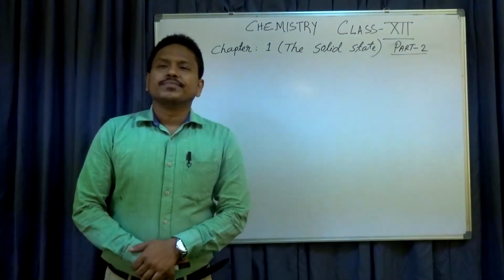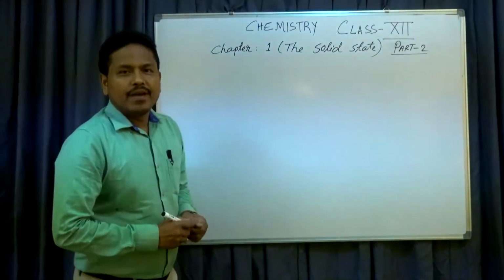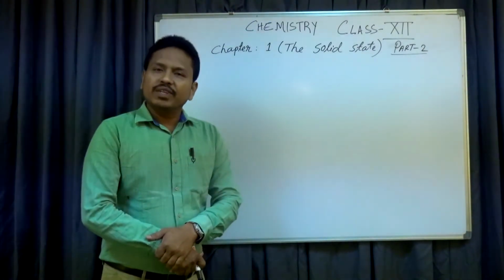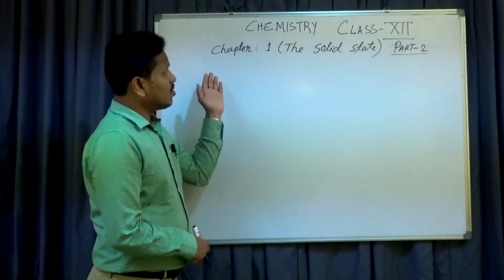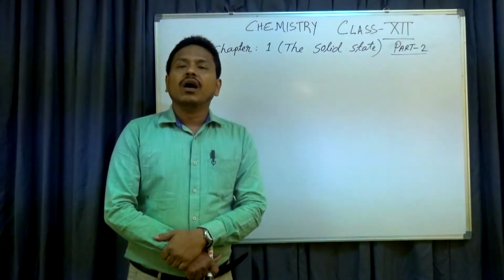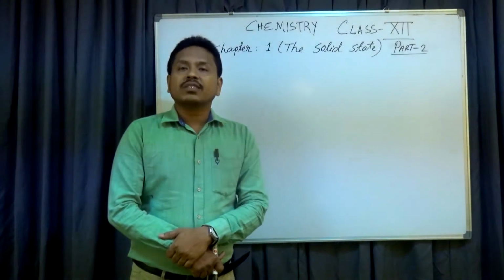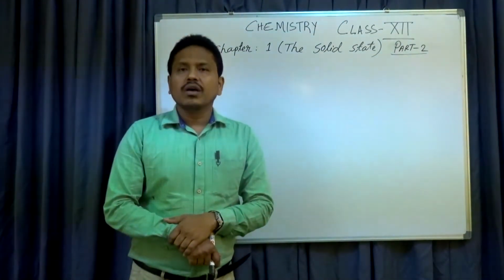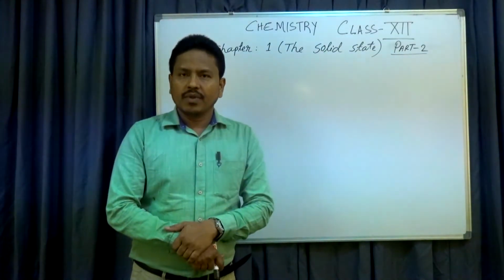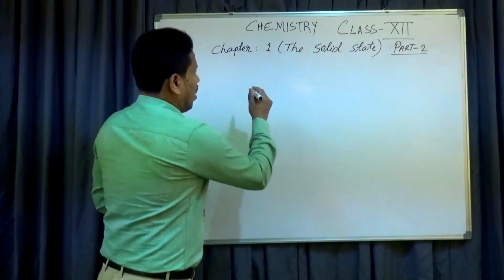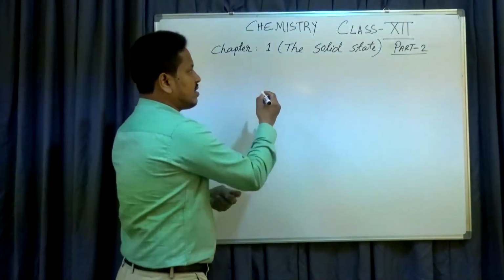Hello students, today we will continue the previous class. In the previous class we discussed chapter 1, solid state chemistry for class 12. In the first class I discussed the various types of unit cells for cubic crystal systems. I already discussed them and gave you a home task. Three types of unit cells have already been discussed.